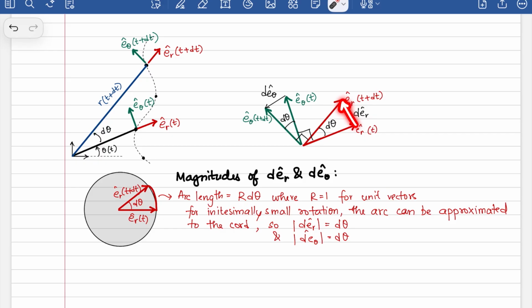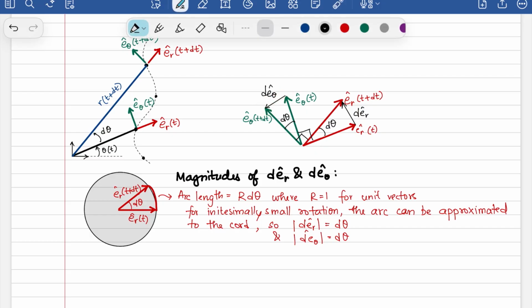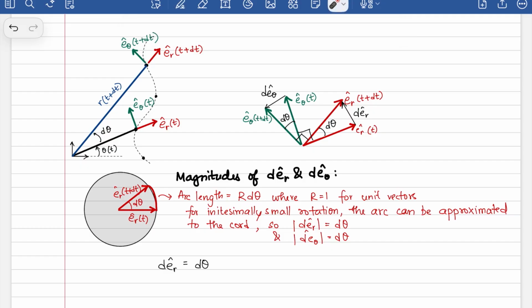It is a vector that's oriented in this way. The magnitude is what we just defined here. Similarly, this here is not a unit vector, it is a change in the unit vector. That magnitude is defined here, and the direction is in this way. We now have to define the directions. So essentially, d er hat is equal to the magnitude, and then we have to think about the directions.